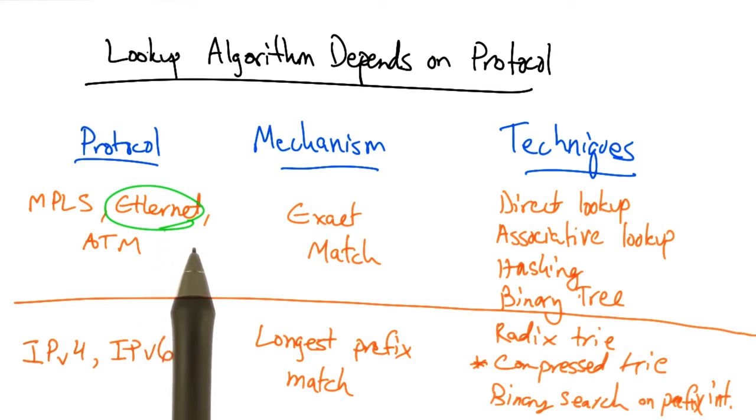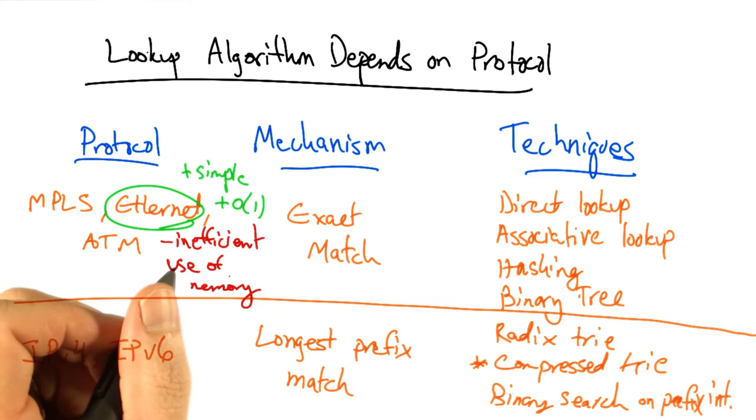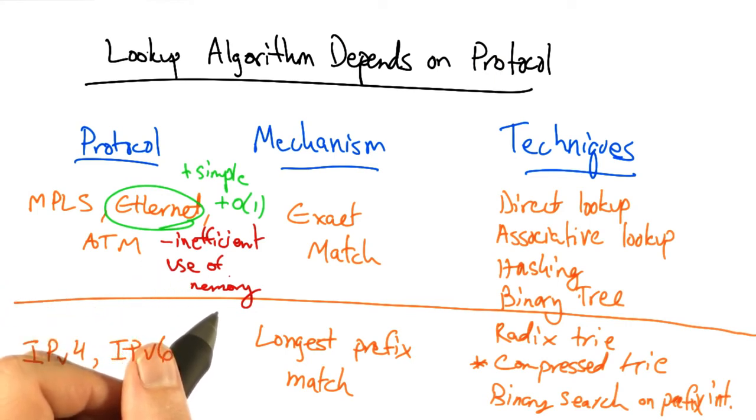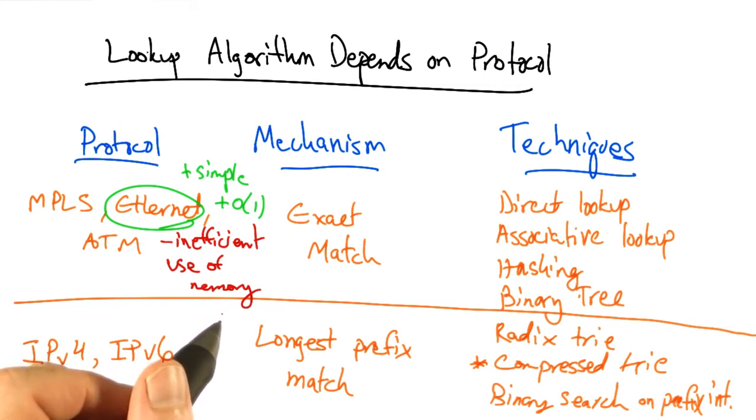The advantages of exact matches in Ethernet switches is that exact match is simple and the expected lookup time is small, or O(1). But the disadvantages include inefficient use of memory. This potentially results in non-deterministic lookup time if a lookup might require multiple memory accesses.